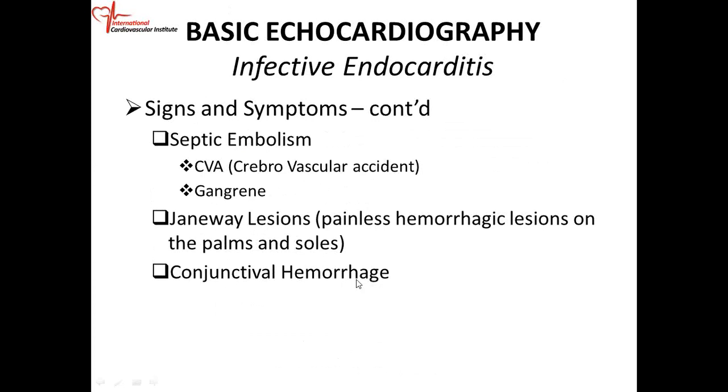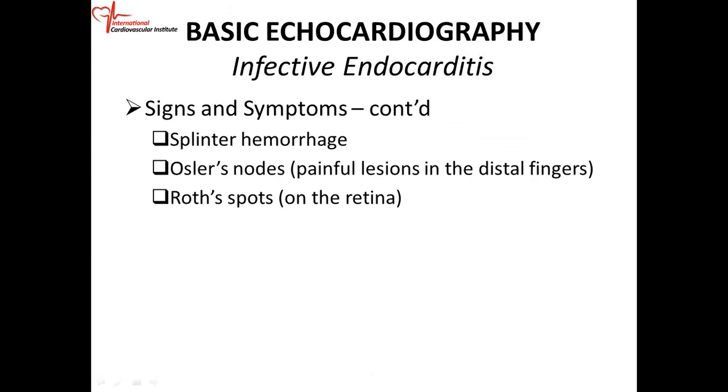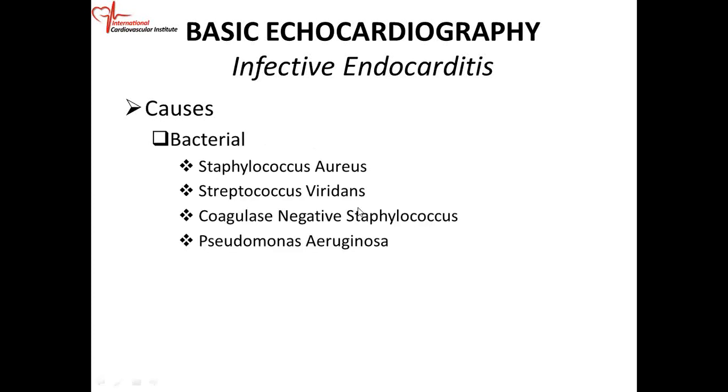Conjunctival hemorrhage is another feature of infective endocarditis. We talk about splinter hemorrhages, that you can see in the nail beds, and then we talk about osseous nodes, which are painful lesions in the distal fingers, distal phalanx, the tips of the fingers. And then Roth spots are on the retina.